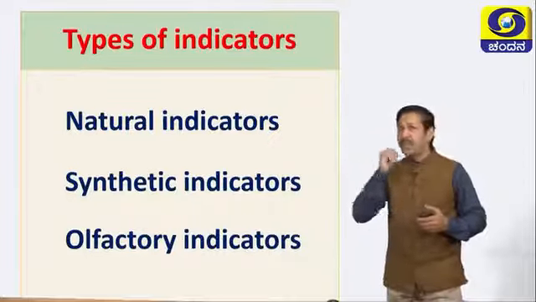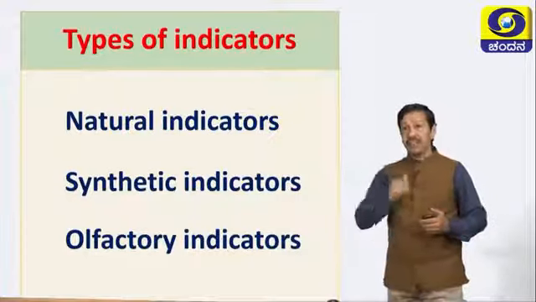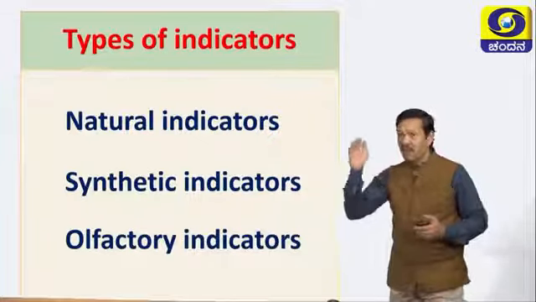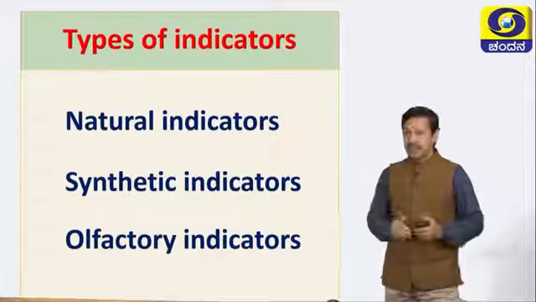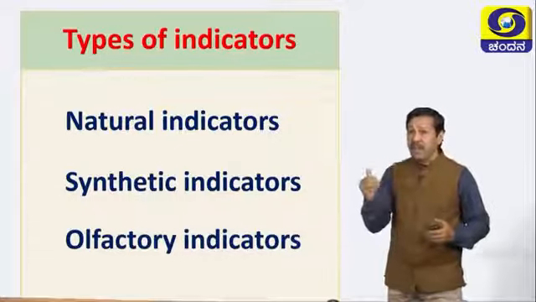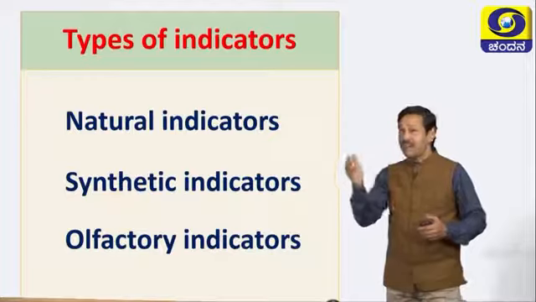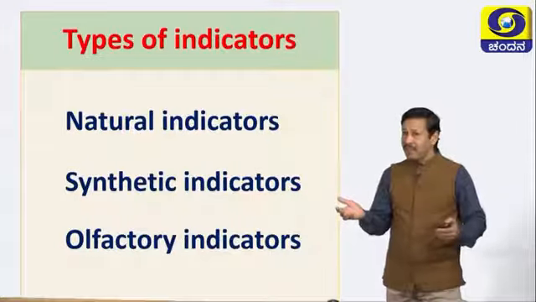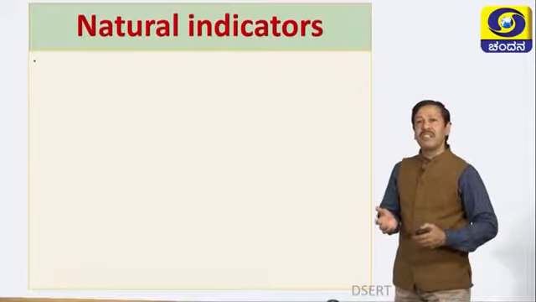You know, litmus paper is a natural indicator. Synthetic indicators are methyl orange, phenolphthalein, and so on. Olfactory indicators, olfaction means smell, they change the smell. Examples are vanilla essence, onion extract, and so on. Now let us see one by one.